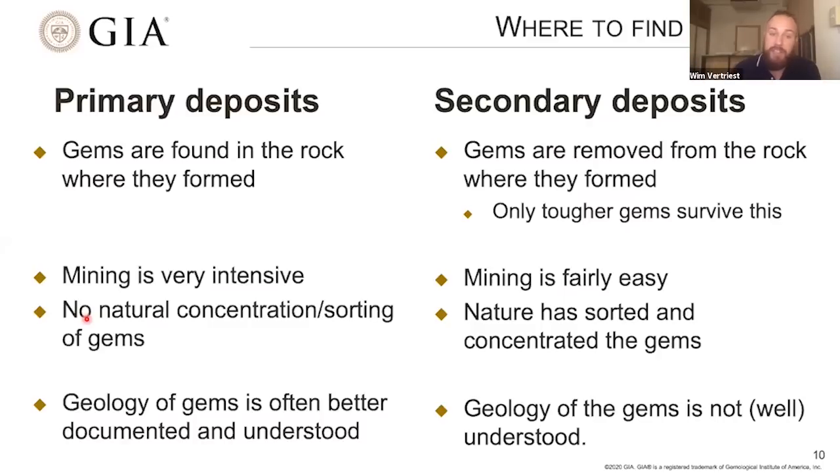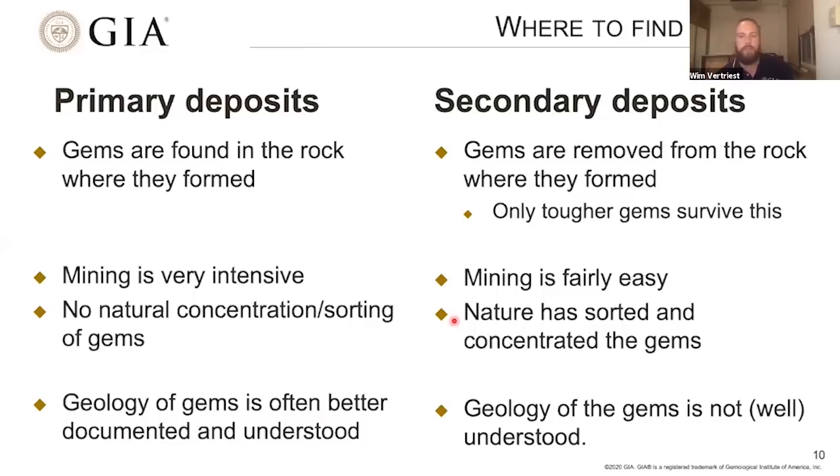Now, the one good advantage that you have of primary deposits is that the geology, the formation history of those gemstones, is way better understood. It is often better documented because people need to understand it to advance their mine and where to look for those gems, where to direct the energy that you're going to invest in mining those gemstones. While in secondary deposits, the geology that actually formed the gemstones is not at all or very little understood. So that makes it very challenging to find out how those gems really formed in the earth. So that's a quick reminder of where we actually find gems.